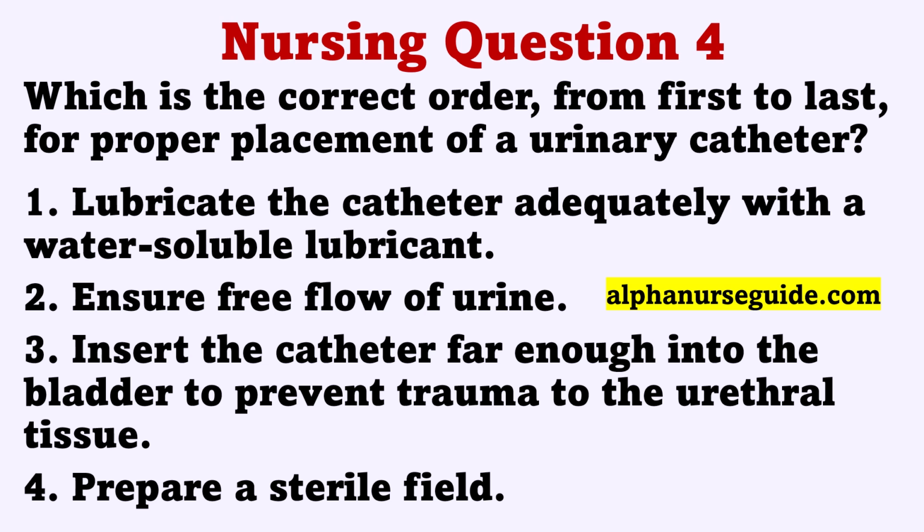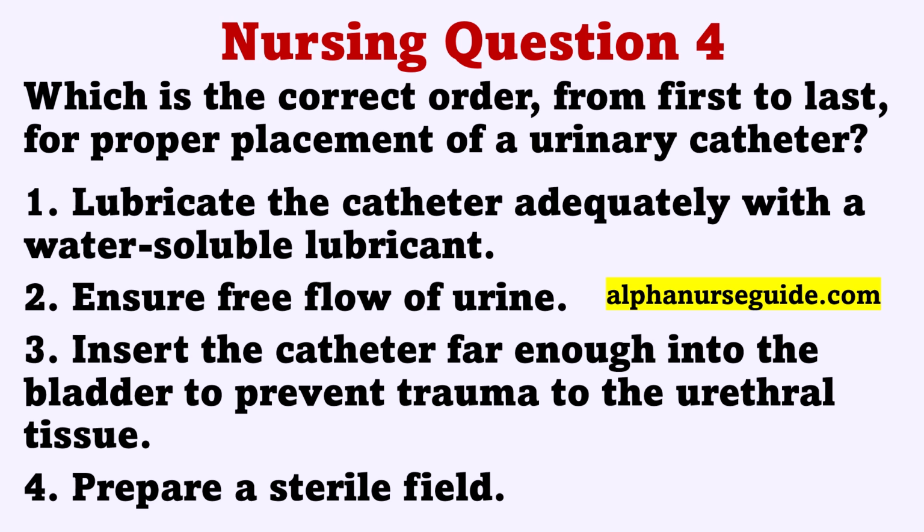The correct order is 4. Prepare a sterile field. 1. Lubricate the catheter adequately with a water-soluble lubricant. 3. Insert the catheter far enough into the bladder to prevent trauma to the urethral tissue. And 2. Ensure free flow of urine.